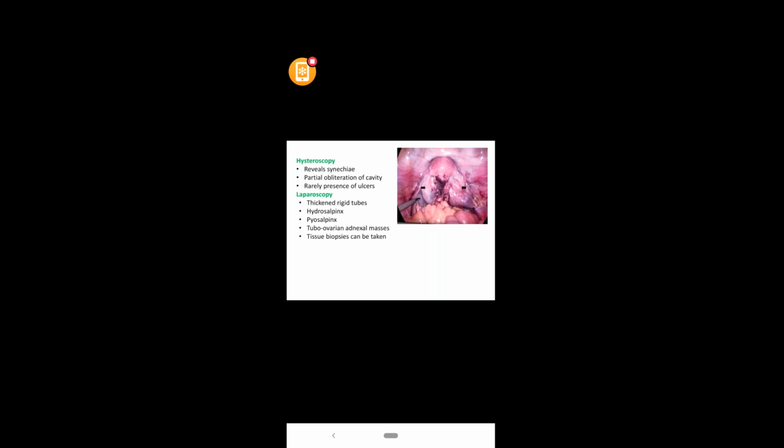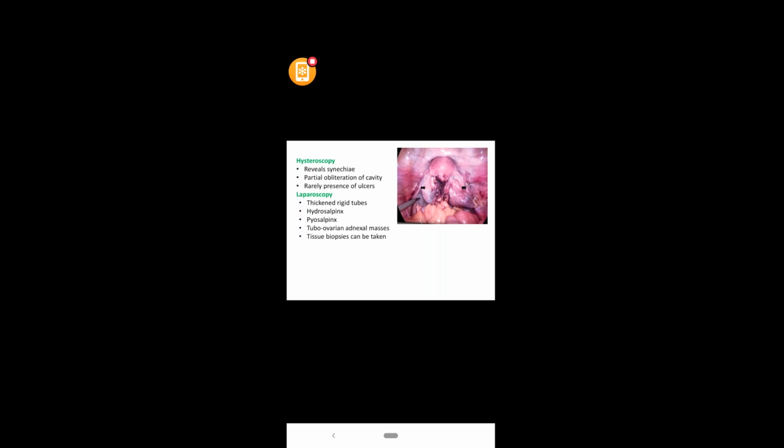So these are the three portions which will be sent for investigation. And the other will be the acid-fast staining of the endometrial tissue to detect Mycobacterium tuberculosis, but this is not so accurate.